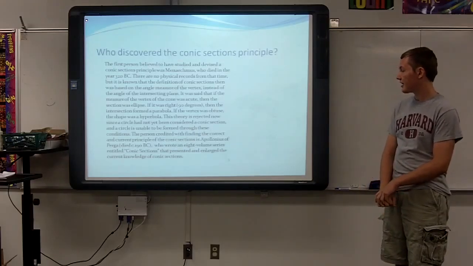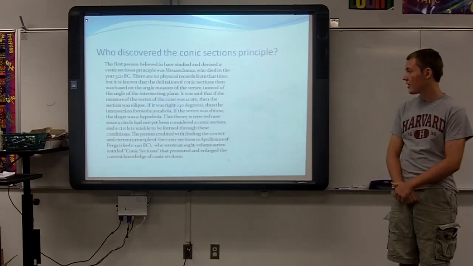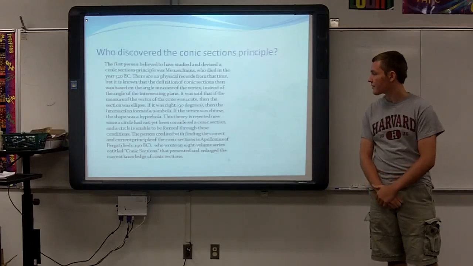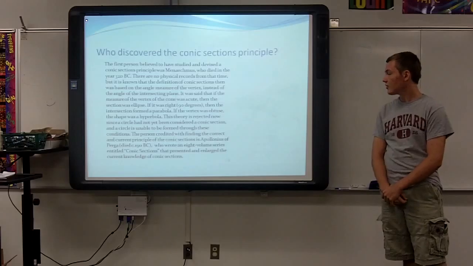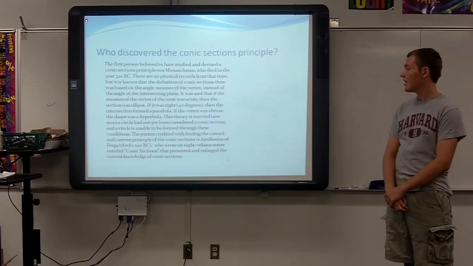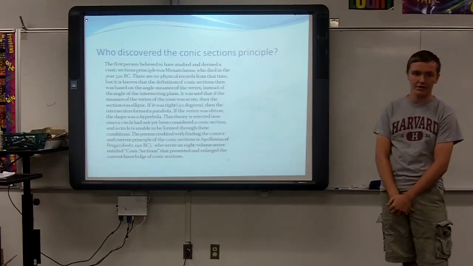The person credited with finding the correct and current principle of the conic sections is Apollonius of Perga, who died in 190 BC, and who wrote an 8-volume series entitled Conic Sections that presented and enlarged the current knowledge of conic sections.